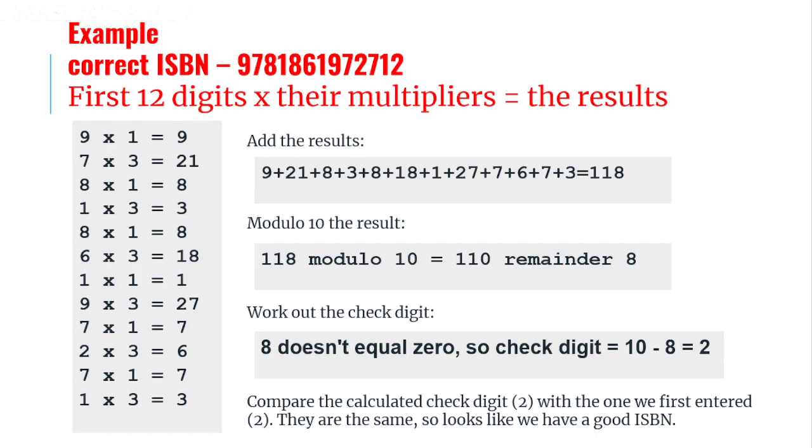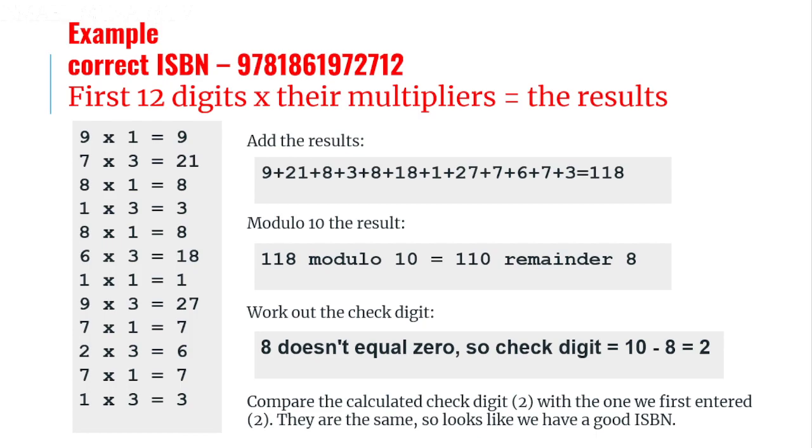So, the first 12 digits, their multiples, and the results. Now, what do we do? We add the results. The first digit is multiplied by 1. Then the second digit is multiplied by 3. So 9 times 1 is 9. 7 times 3 is 21. So 8 is another odd digit.